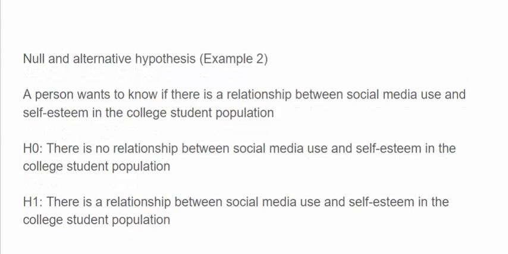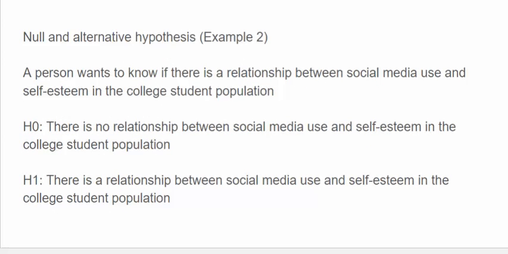Here's another example. So now imagine if a person wants to know if there's a relationship between social media use and self-esteem in the college student population. Well, in that hypothesis test, H0 is saying that there's no relationship between social media use and self-esteem in the college student population. H0 is saying that people who use social media and people who don't are equal, at least on average. And H1 is saying that there is a relationship between social media use and self-esteem. In other words, people who use social media are different on average compared to people who don't use social media.